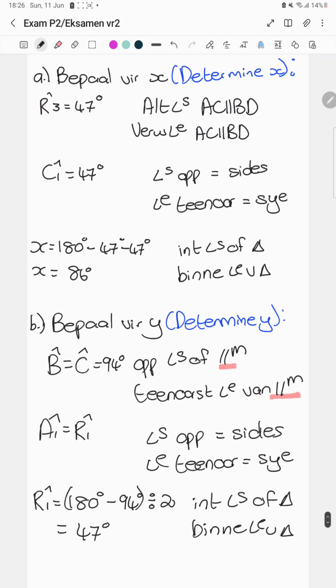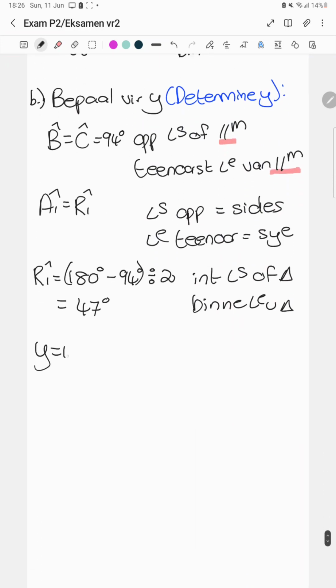So y will be equal to 180 degrees minus 47 minus 47, and y will be equal to 94 degrees.